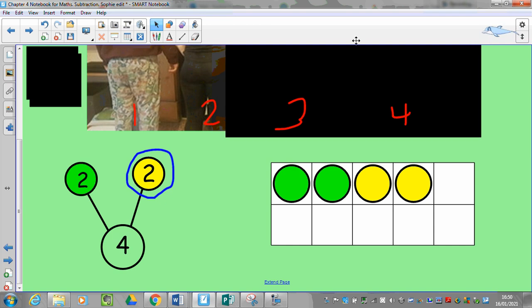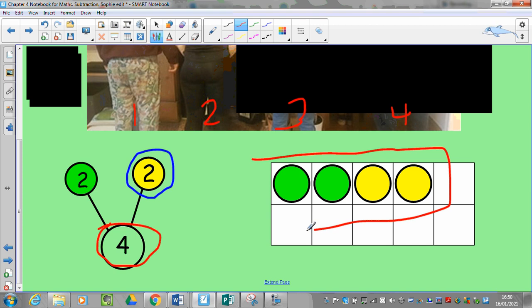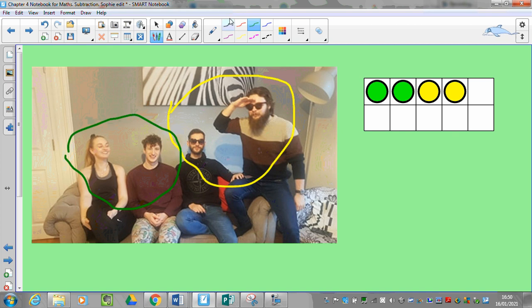Okay, so I can see then that 4, my whole number, were in my picture, and I can see that 2 over here, look, 2 are wearing sunglasses. So this is the number that are not wearing sunglasses. 2. Fabulous. Now let's check that. Here they are, my lovely friends, and look, 2 of them are wearing sunglasses. So these 2 are wearing sunglasses and these 2 are not wearing sunglasses. So if I was to write that as a number sentence, I would write it like this.